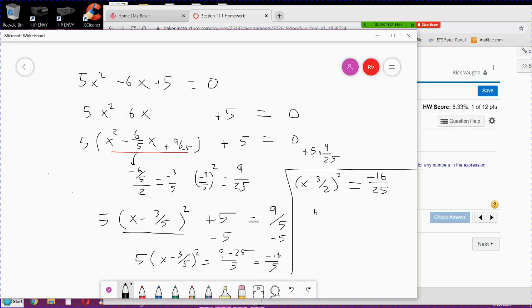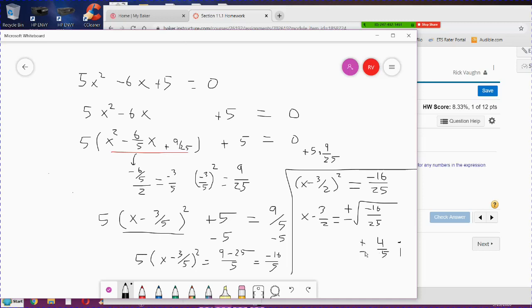Now I'm going to take the square root of both sides, remembering that's absolute value, but I'm just going to make it a plus or minus on the other side. So x minus 3/5 equals plus or minus the square root of negative 16 over 25. Now every time I see square root of a negative, that's just going to become an i. And then the square root of 16 over 25 is the square root of 16 over the square root of 25. So that's going to become 4 over 5.